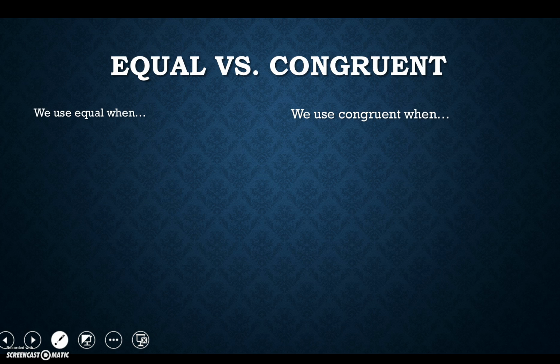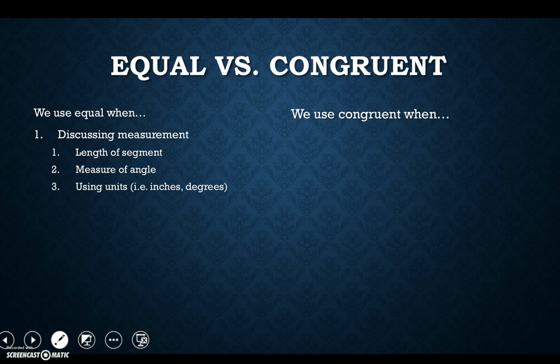So now I want you to understand the difference between when I say something is equal versus congruent. We use the word equal when we're discussing an actual measurement. So for example, if I'm looking for the length of a segment, such as what we were doing a moment ago, and we're using units of measurement like feet, that would be an equal sign. If we're looking for the measure of an angle, so we're looking at degrees, that would also be an equal sign. And we always use units such as inches, degrees, etc. The symbol that we use is what you're used to. An equal sign looks just like that.